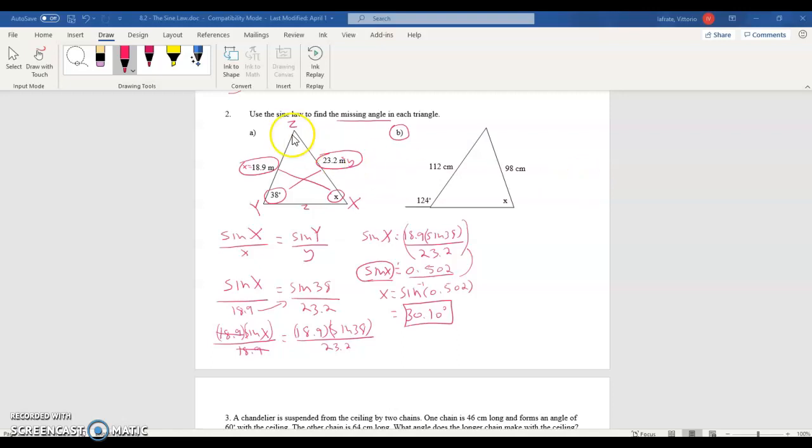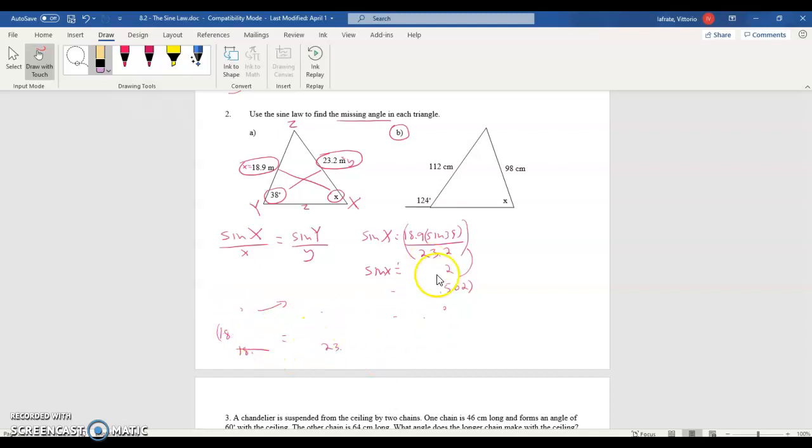This is 8.2 part 3. We're going to finish question 2b. So this was 2a, we had finished that here. We're using our sine law to try to find missing angles this time. So we're going to do another example where we have a triangle with some sides given to us and an angle, and then we're going to try to use our sine law to find the missing components.